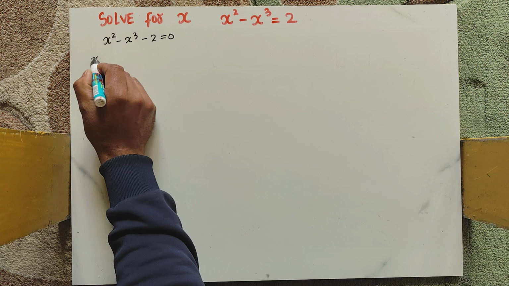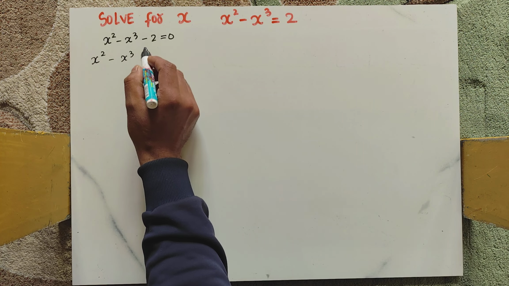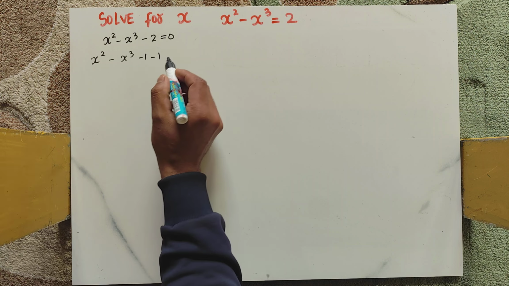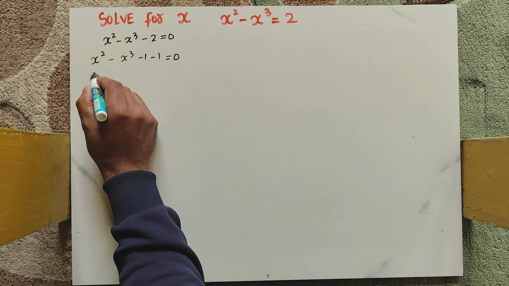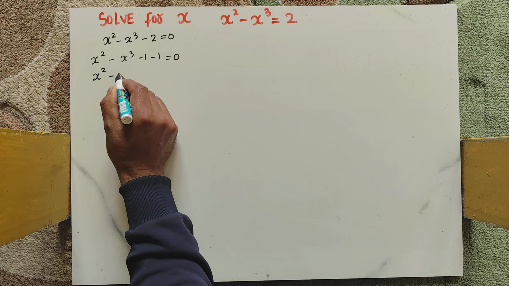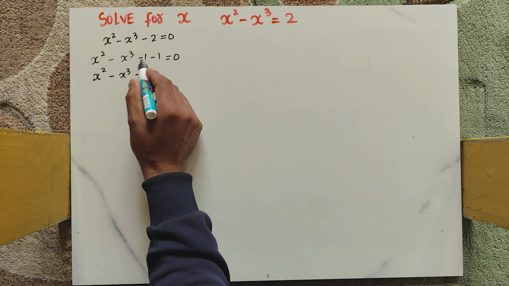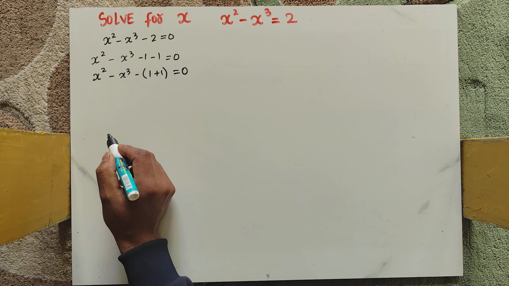Let us write x² − x³, and −2 can be written as −1 −1, so −1 and −1 is −2, and we set it equal to 0. Now what will we do? Let's write it again. So we have x² − x³ − (1 + 1) = 0, taking minus common.